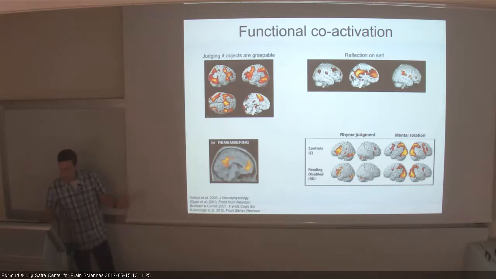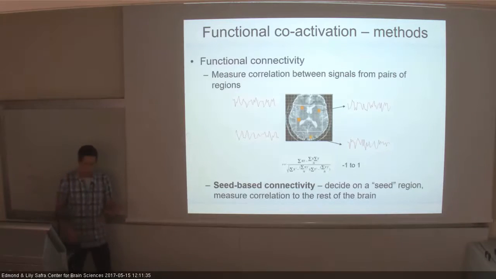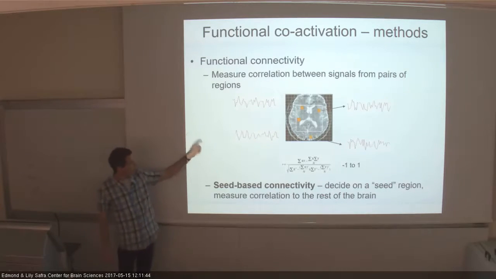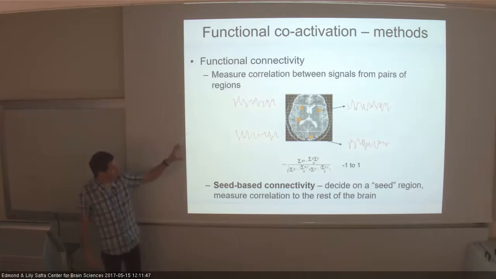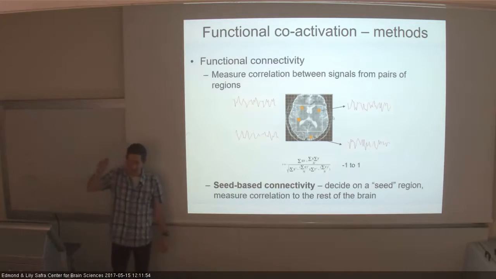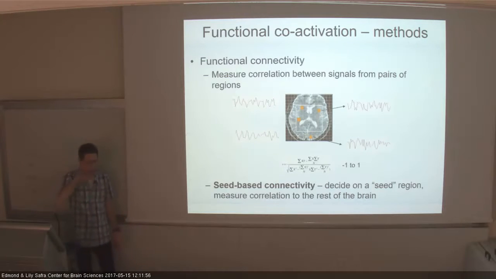Okay, so this is the functional co-activation. How can we measure it quantitatively, except for looking at maps and saying these regions are connected? One very basic way is measuring the correlation of the signals across time during the task. From each voxel we can get the signal across time during the task, and we will see it goes up and down according to the task or not.